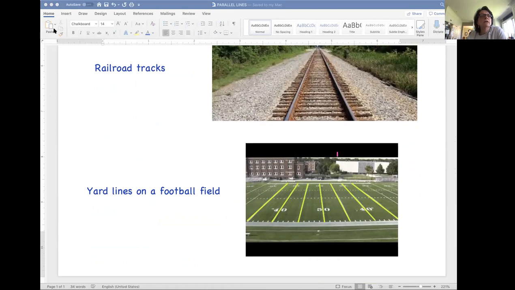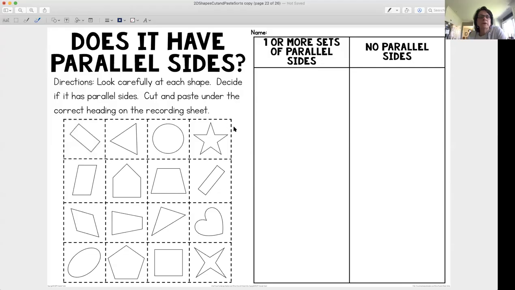And now we are going to look at parallel lines in shapes, because that's what we're studying. We're studying geometry. So I'm going to open up a new window here with our worksheet. Hopefully you have your worksheet there with you. Okay. And we have 16 shapes, a 4x4 array of shapes. We are going to look at each shape and decide if it has parallel lines, and then cut and paste it under the correct heading on the recording sheet.